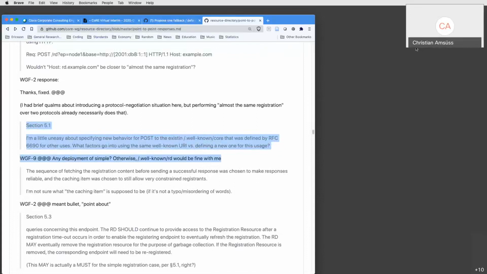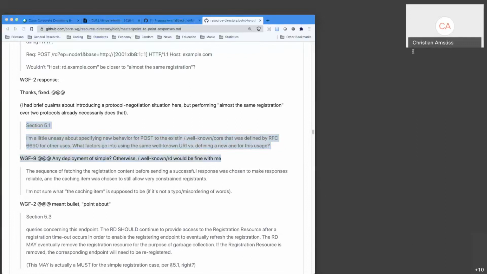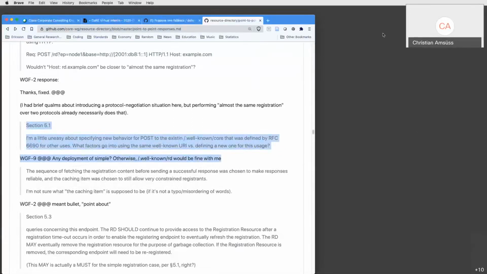Basically, the two options here are, yes, go with it, or give him at least any reason why we are doing this here and not in a newly minted one. And right now I can't come up with one, so I'm leaning towards saying that, yeah, let's just pick another well-known resource and not overload well-known core.